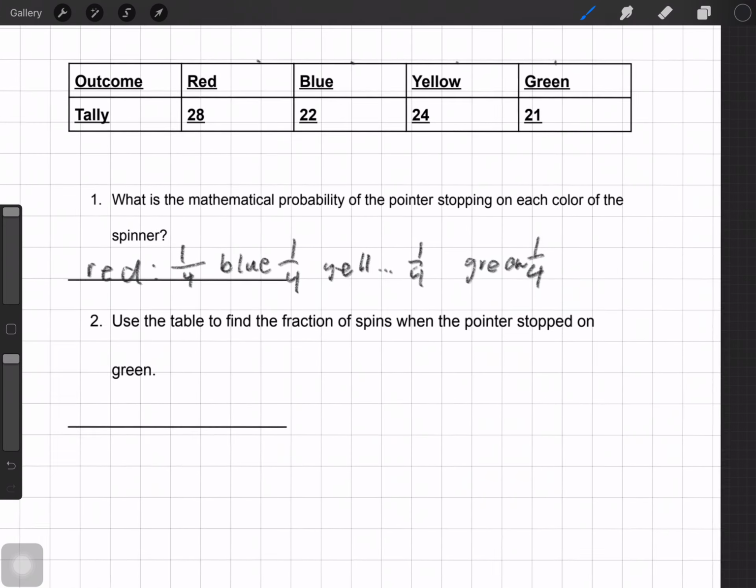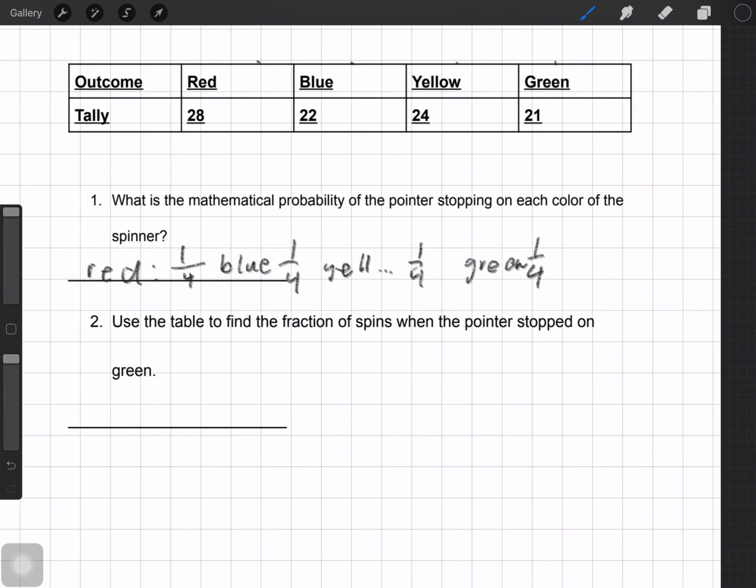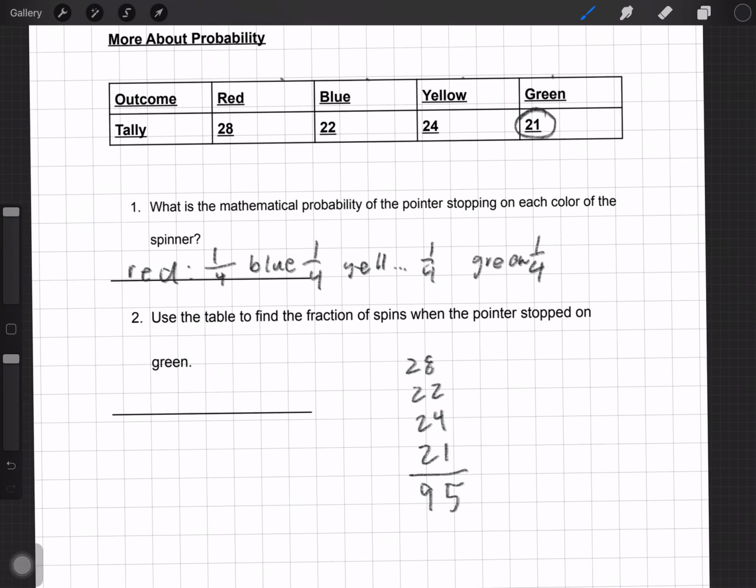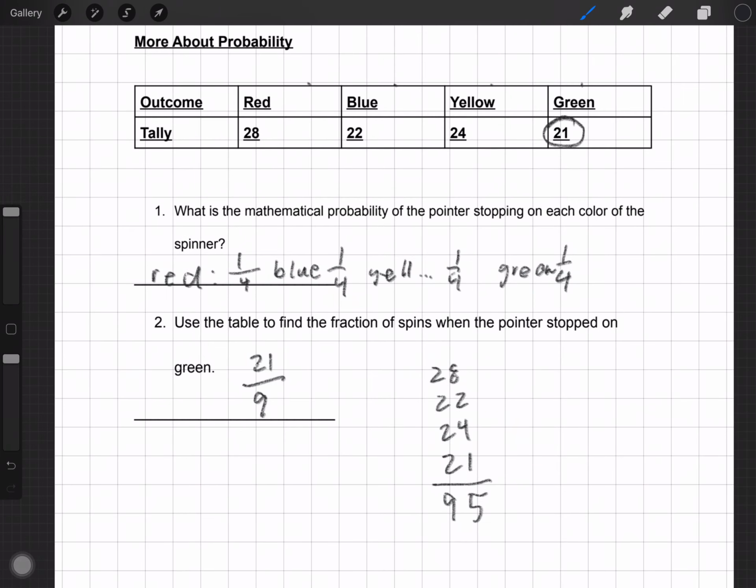So use the table to find the fraction of spins when the pointer stopped on green. So we're talking about the tally, the trials. What we want to do first is find out the total number of spins and how many of those landed on green. So we know that 21 landed on green, but how many spins do we have in total? Well, let's add it together. Well, this becomes 95. So 21 out of 95, because we get the 21 from here.